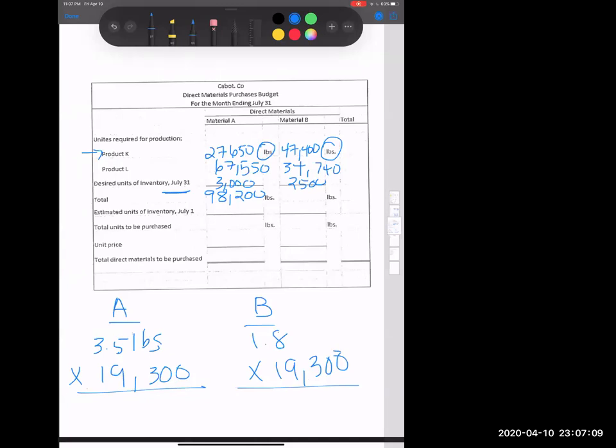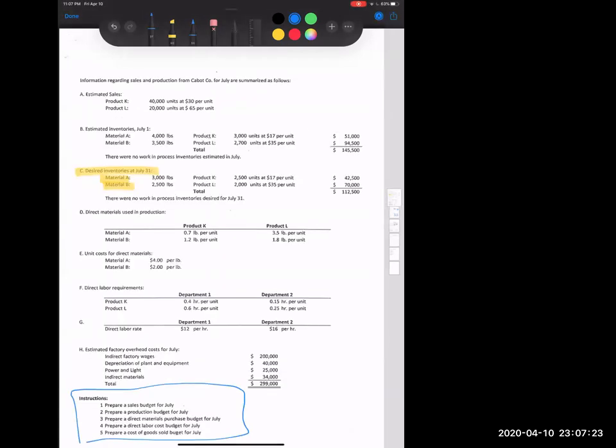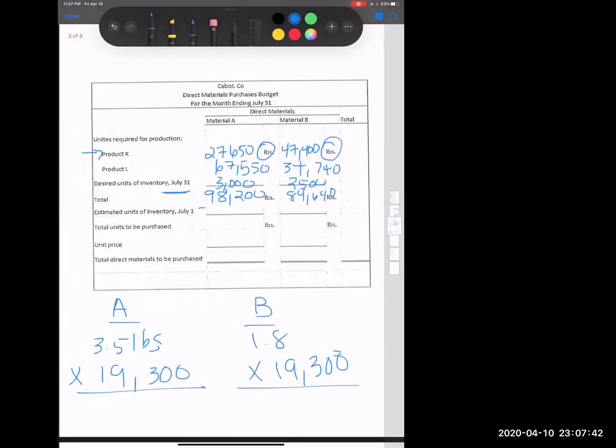And then we're going to do the same thing for material B. And so that comes out to 84,640. Now, what we're going to do is subtract out the inventory that we already have. So if I go back here, I'm going to look at my estimated inventory as of July 1st. And here is my material A and B, right? This is what we already have in inventory, so we don't need to buy that all over again, right? So that's 4,000 for material A and 3,500 for material B. So I'm going to go back here, subtract out 4,000 here and subtract out 3,500 here.